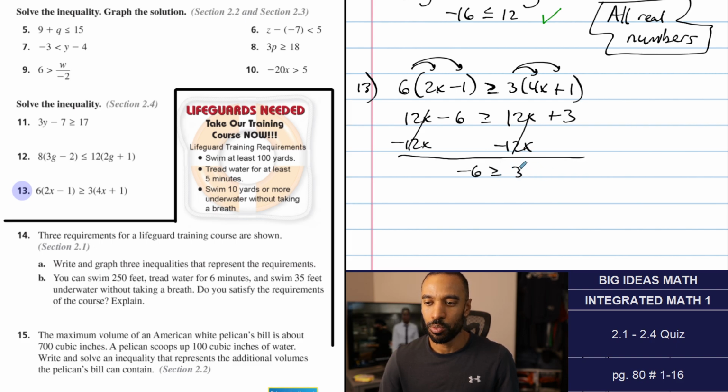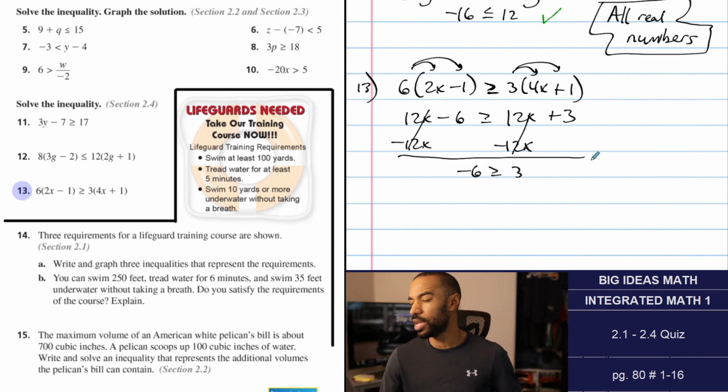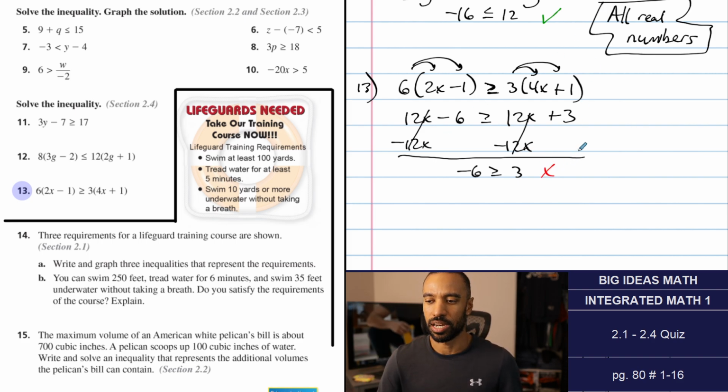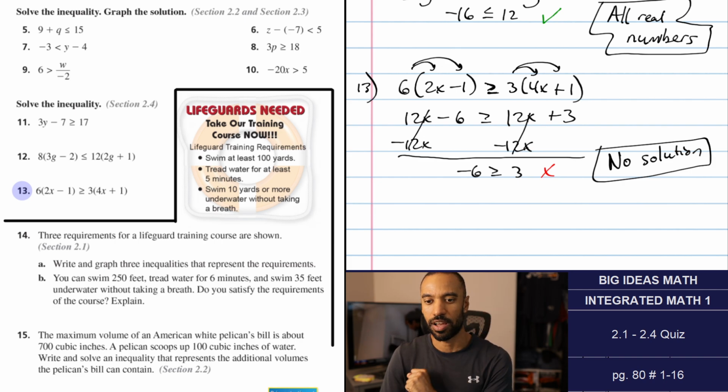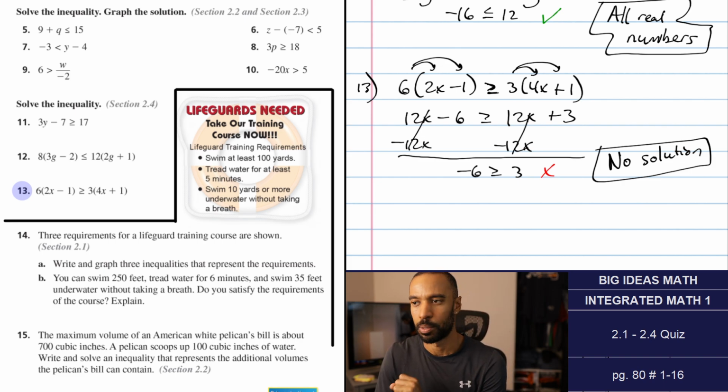Is negative 6 equal to 3? No. Is it greater than 3? No, negative is not greater than any positive. No. Neither of these are true. We did all the math correctly, but it just so happens no matter what I substitute for x, including 0, there will never be a solution. This is a no solution case. No solución. Viva la revolución de no solución.